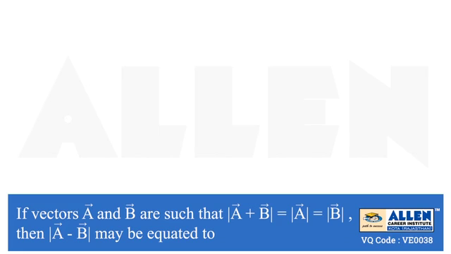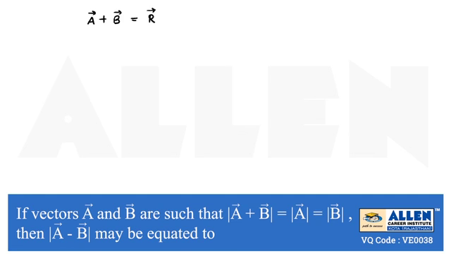If vectors a and b are such that the magnitude of a vector plus b vector is equal to the magnitude of a vector, which is equal to the magnitude of b vector, then the magnitude of a vector minus b vector may be equated to what? Here we are discussing two vectors, a vector and b vector, and we have been given a condition of vector sum, that is a vector plus b vector, which can be written as equal to r vector.